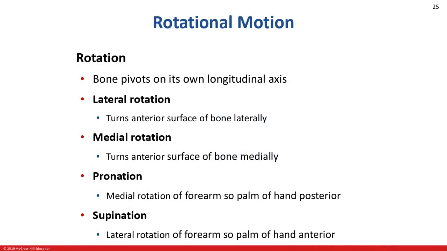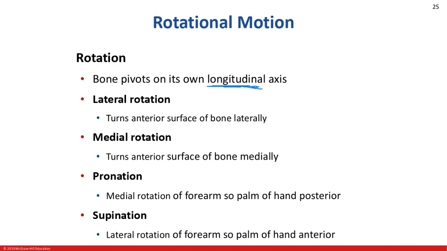All right, that was angular motion. Now we're going to talk about rotational motion. All those terms that we just discussed are what we call angular motion. When we get to rotational, just like the term says, we're going to rotate along whatever the bone's longitudinal axis is going to be. We're going to pivot or rotate around that axis. So we have lateral rotation, medial rotation, pronation, and supination.